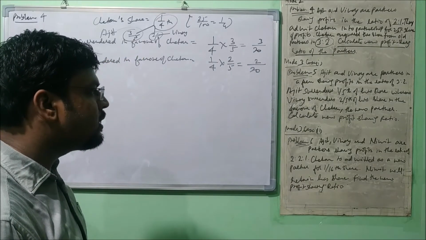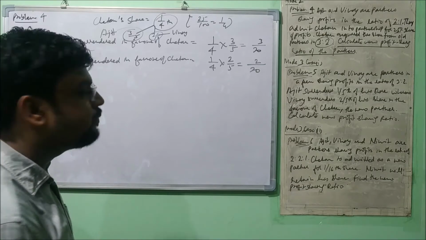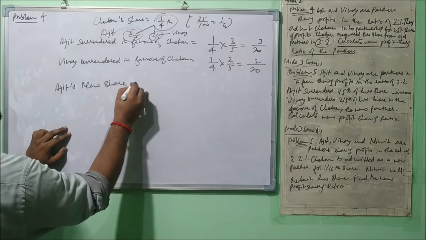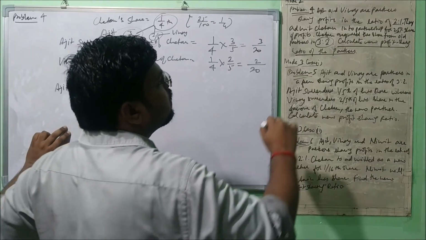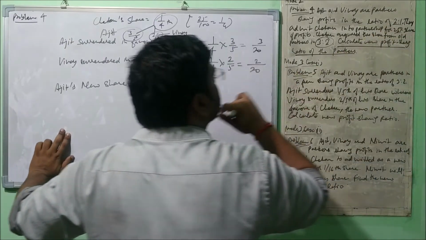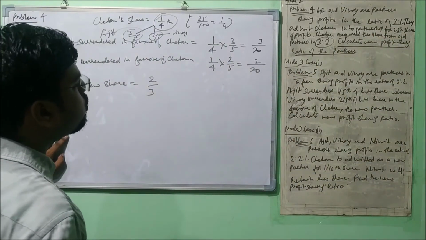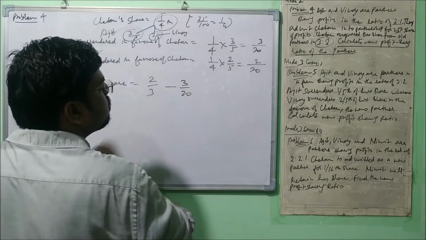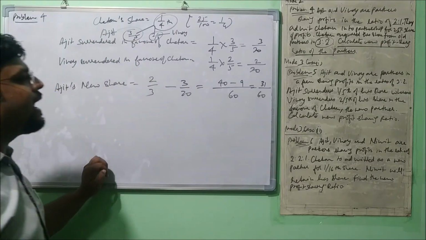And what we know is that old share minus sacrifice share gives the new, remaining share. So Ajit's new share. What was his old ratio? Let's see the question. That is 2:1, meaning 2 by 3. Out of this 2 by 3, he has given 3 by 20 to Chetan. So how much is he left with? Let's calculate that. 31 by 60.